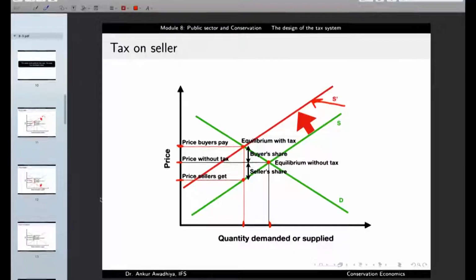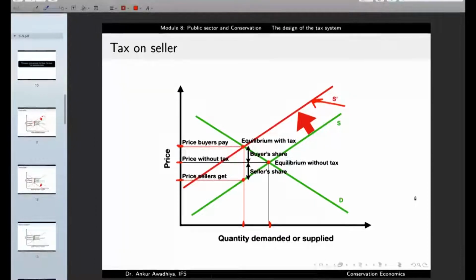And even though the tax was imposed only on the seller, this tax gets divided. So this is the seller's share, which is the price without the tax that they were getting minus the price that they are getting when the tax has been imposed. So this is the seller's share. And we also have a buyer's share, which is the price that the buyers are paying now minus the price that they were paying without the tax.